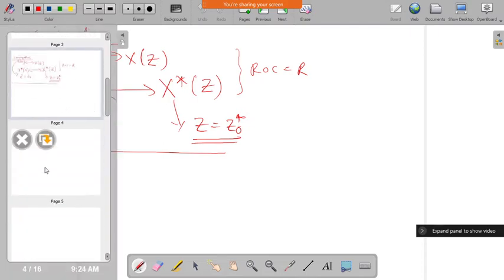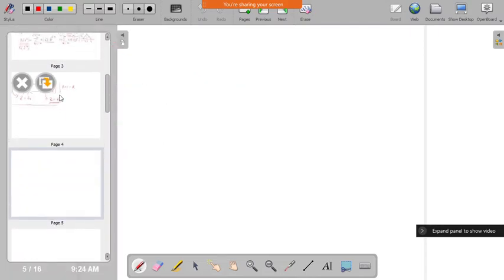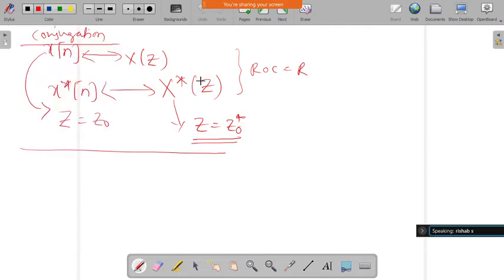So X conjugate and Z also is conjugate, no sir? Yes sir. Z also conjugate. X conjugate into Z also conjugate, because we are taking the conjugation at that particular point: x star of z star. Yes sir, clear. So yes, it is a Z conjugation.